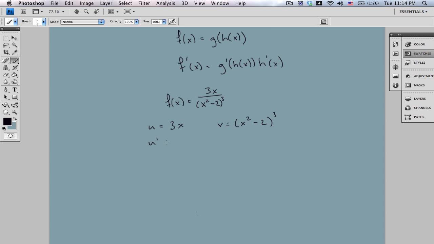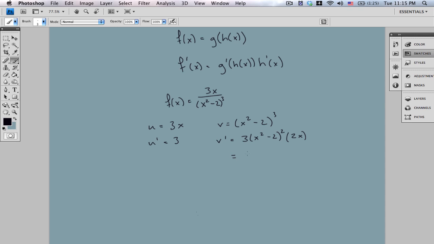The derivative of u is pretty easy, it's just 3. The derivative of v, though, requires that we use the chain rule, right? Because you've got something in parentheses to a power. So we'll first apply the power rule, bring the 3 out front, subtract 1 from it, and then multiply on the end by the derivative of what's in the parentheses. In this case, 2x, right? The derivative of x squared is 2x, the derivative of 2 is 0.